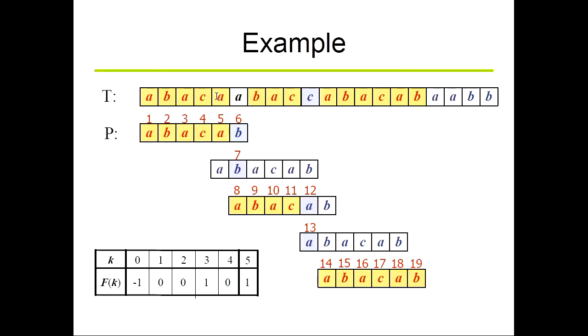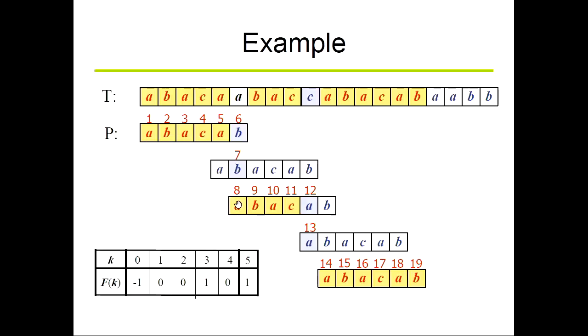You with me? Good. So I don't need to compare this again. All I need to do is compare from the same position that had the mismatch. So I compare here, B and A. They're not the same. In this case, there's no common prefix and suffix here because it's only one letter. So I can only shift by one.